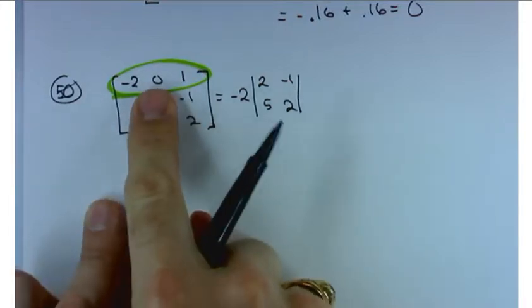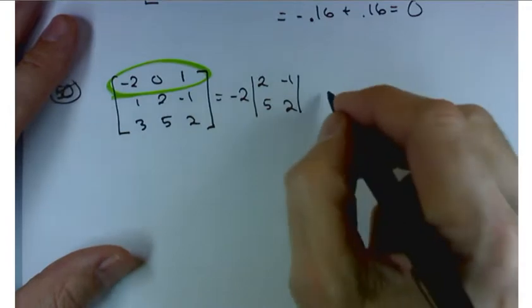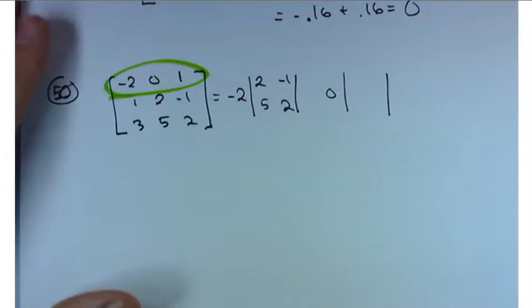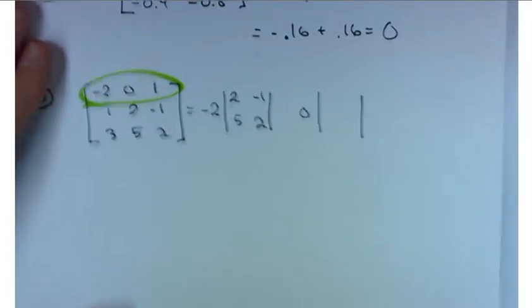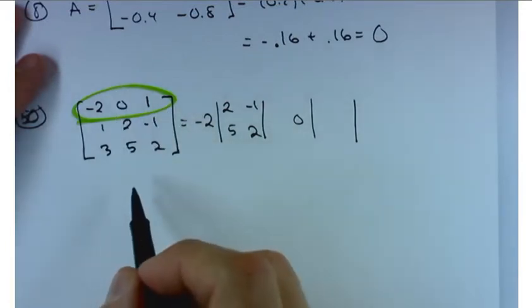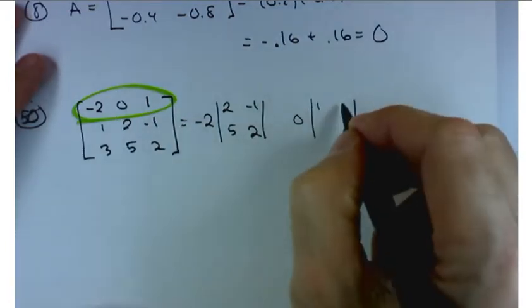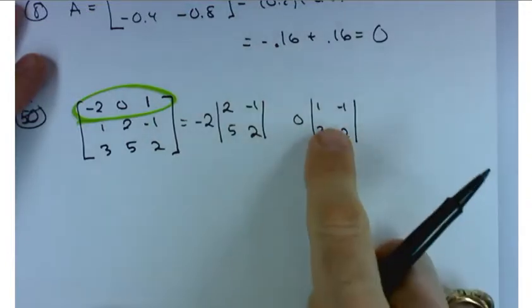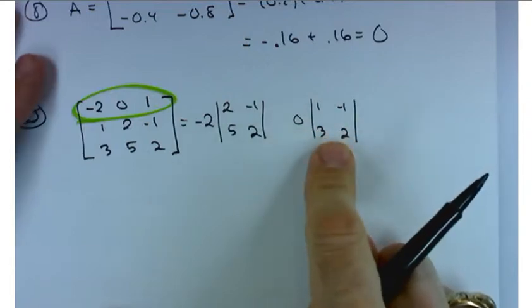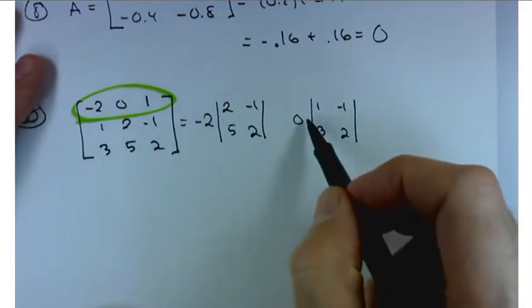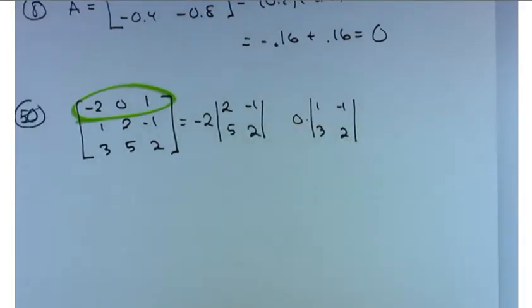Now let's continue going across the top. I'm going to have 0 times another determinant. And now I get that determinant by crossing off the top row and the middle column. Now I'll write that just for illustration purposes, but does it really matter what I have here? It doesn't. Why not? Yeah, it's just going to get multiplied by 0. So we'll talk about that in a second.